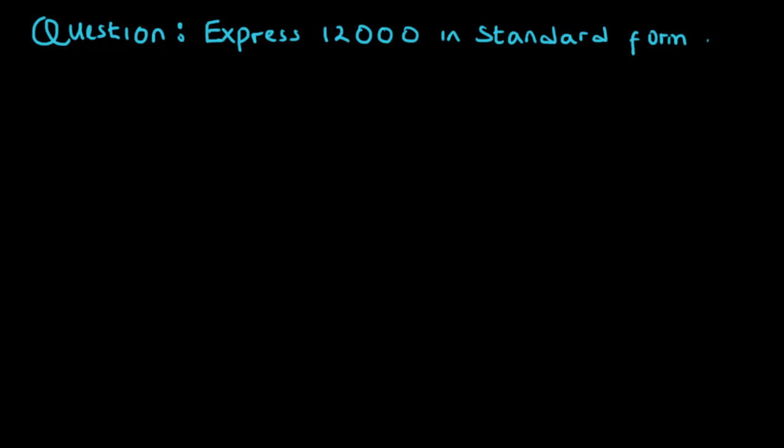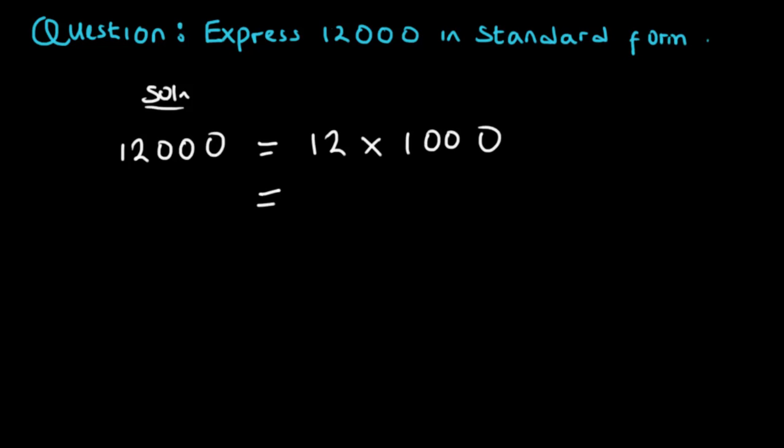So we have, express 12,000 in standard form. So we'll be having 12,000. Now you can see 12,000 has 3 zeros. So 12,000 is the same thing as 12 times 1,000. Now this is the same thing as 12.0 times 1,000. Do you understand? Because 12 is the same thing as 12.0.